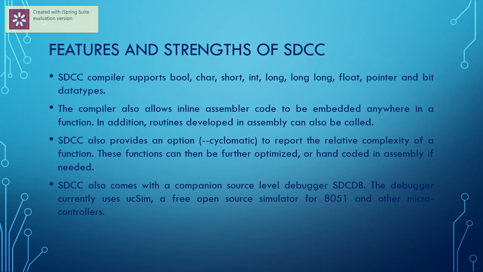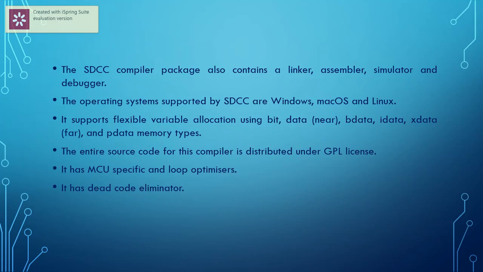SDCC also allows the relative complexity of functions to be reported so that they can be optimized. SDCDB is a companion source-level debugger which comes with SDCC. SDCDB uses UCSim simulator. Let's move further. SDCC package contains a linker, assembler, simulator, and a debugger. SDCC supports Windows, macOS, and Linux. It supports flexible variable allocation. SDCC is one of the many compilers which is distributed under GNU General Public License.